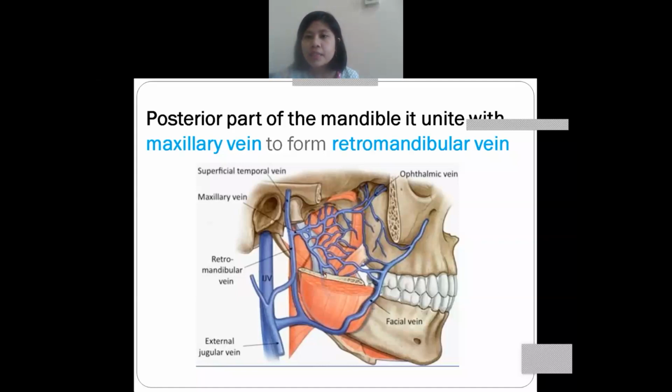Okay, so the posterior part of the mandible, they will unite together, they will form together with the what? With the maxillary vein. So this is the maxillary vein. I hope you can see it. They will come and meet here, and they will form another vein, which is known as the retromandibular vein, which is this.